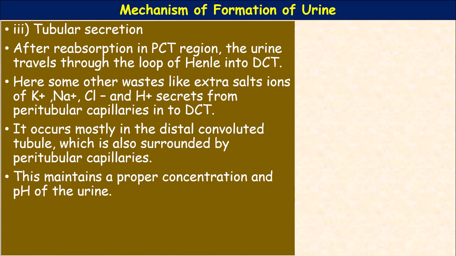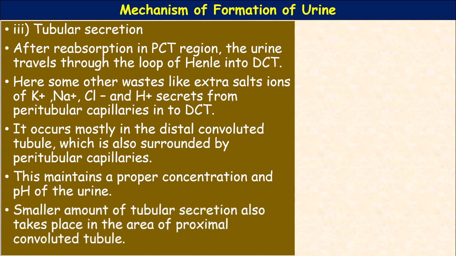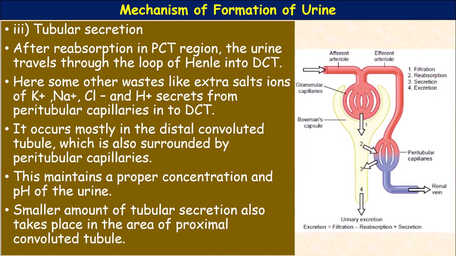The efferent arterioles come out and form the vasa recta. This maintains the proper concentration and the pH of the urine. The pH determines the acidity or basicity; it is slightly alkaline, with a little uric acid present. So the pH is maintained by the concentration. A smaller amount of tubular secretion also takes place in the proximal convoluted tubule.